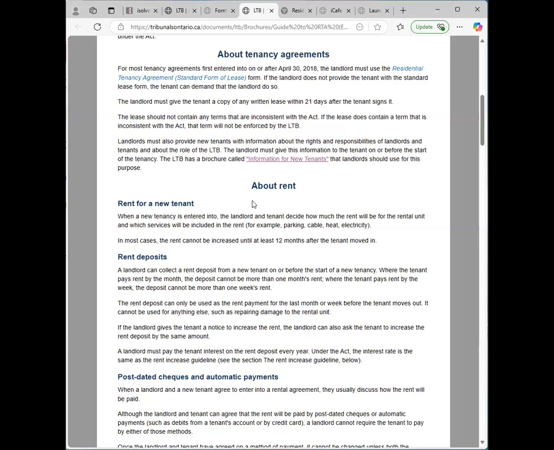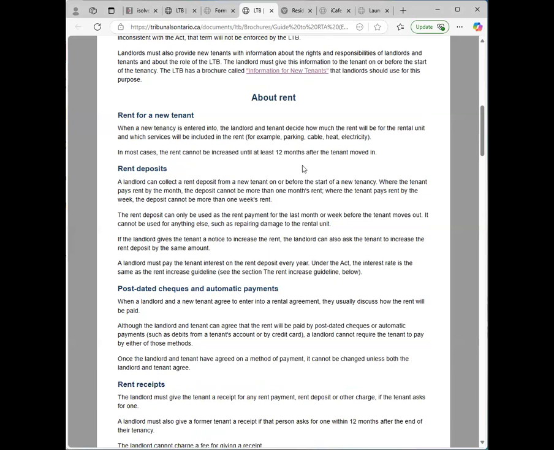Okay. So when we're talking about basic tenancy law in Ontario, of course, we're talking about renting. When a new tenancy is entered into, a landlord and tenant decide how much the rent will be for the rental unit and which services are included. For example, parking, cable, heating, electricity, could include lawn maintenance, could include snow removal, but in most cases, the rent cannot be increased until at least 12 months after the tenant moves in.